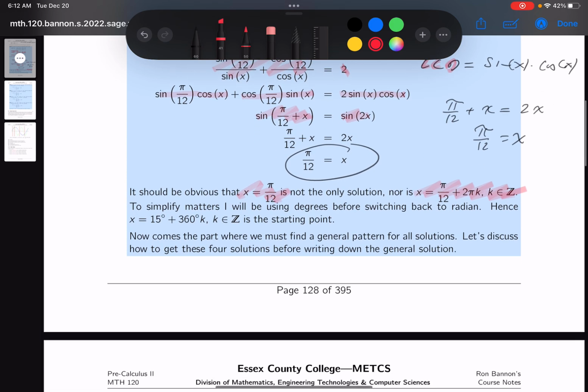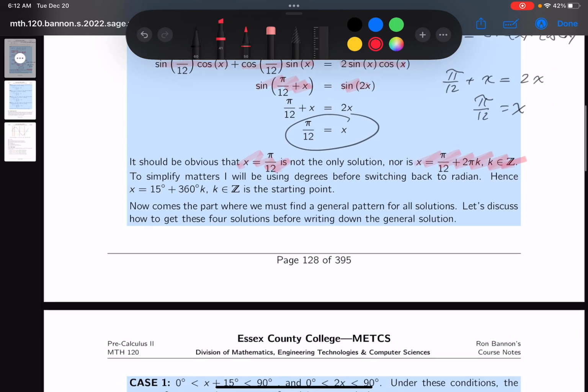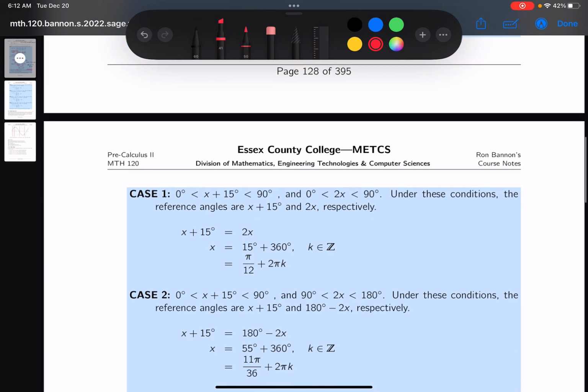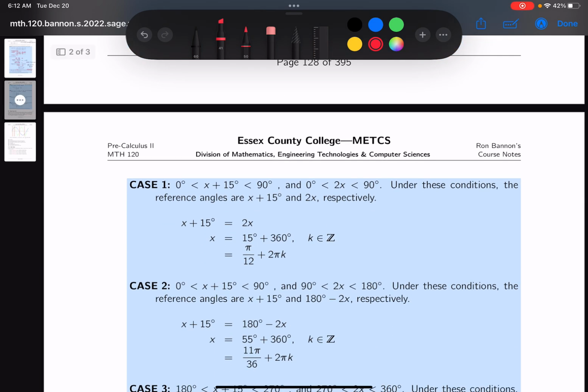Now, granted, what I'm going to talk about now is I'm going to try to figure out other solutions to the problem. And I got to look at cases. And the problem with looking at cases, you might be confused by the cases. But the first case is where both the angles, the x plus 15 and the 2x, are in the first quadrant. And certainly under those conditions, the reference angle is just x plus 15 and 2x. And I know the signs have the same sign there, so I just set the arguments equal. And I get that first solution.